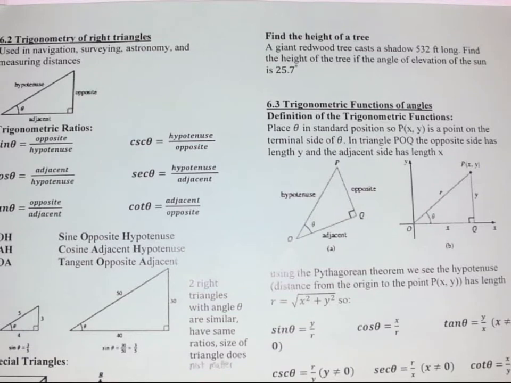We are going to talk about trigonometric functions of angles. In the previous ones, we defined trig ratios for acute angles. And here we're going to extend the trig ratios to all angles by defining the trig functions of angles. This way we can solve practical problems that involve angles that are not acute, so they can be any type of angle.